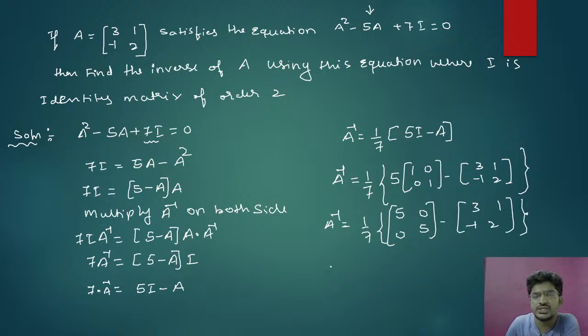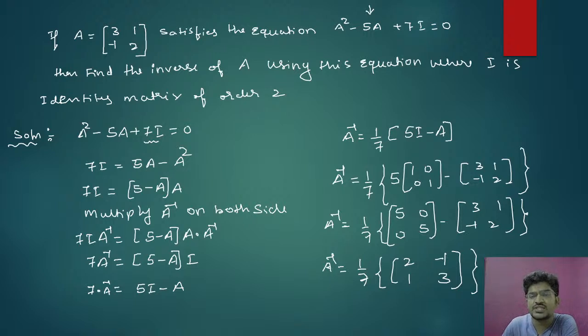So now from this you can check A inverse equal to 1 by 7 into 5 minus 3, that is 2. Again 0 minus 1 is minus 1, 0 minus of minus 1 plus 1, 5 minus 2 it is 3. Okay, so this is your answer, that is A inverse equal to matrix [2 -1; 1 3], that will be [2/7 -1/7; 1/7 3/7]. Okay, so this is your A inverse.